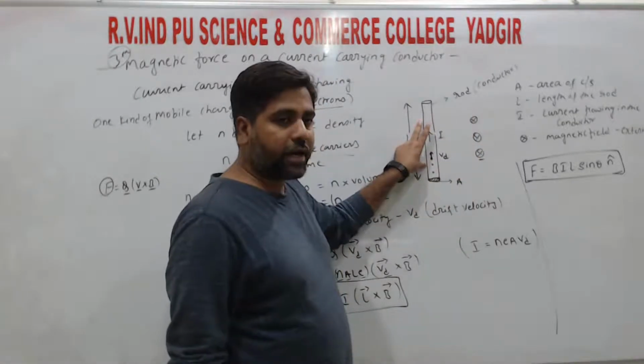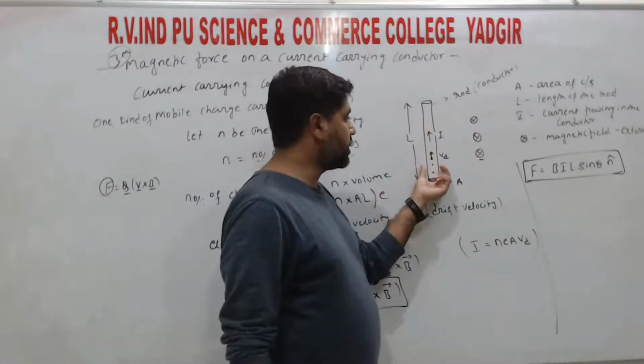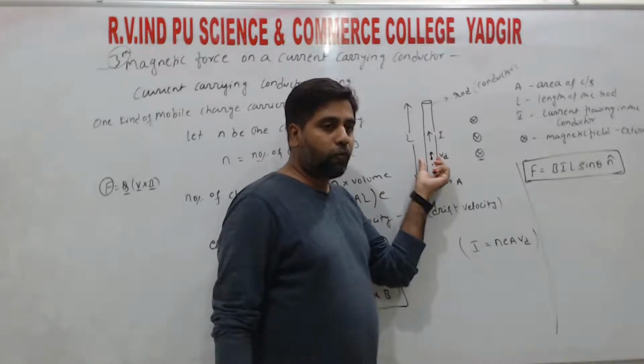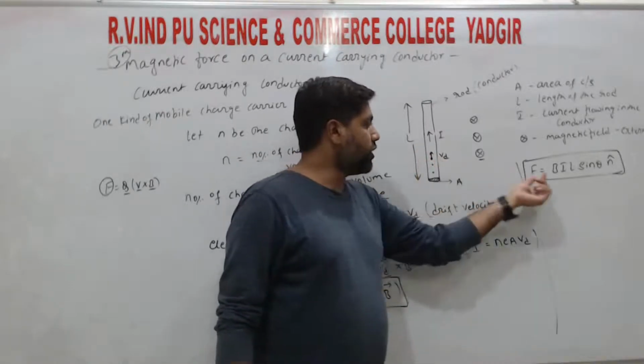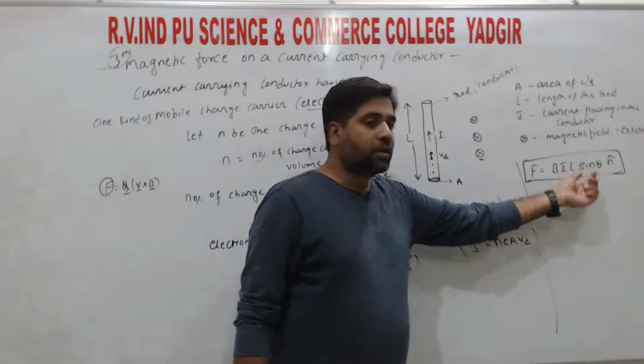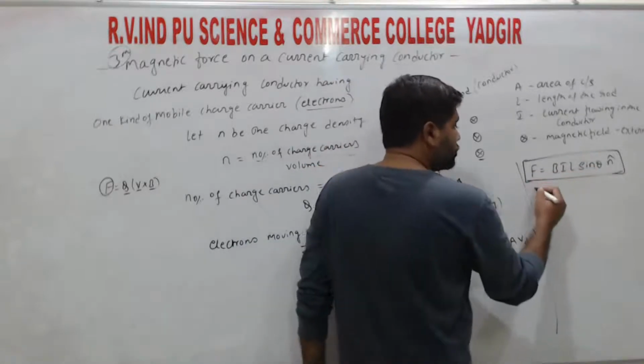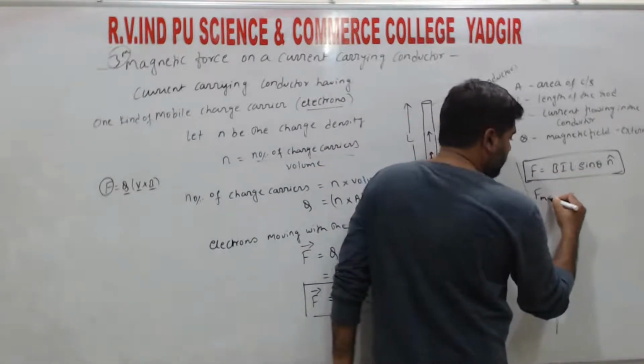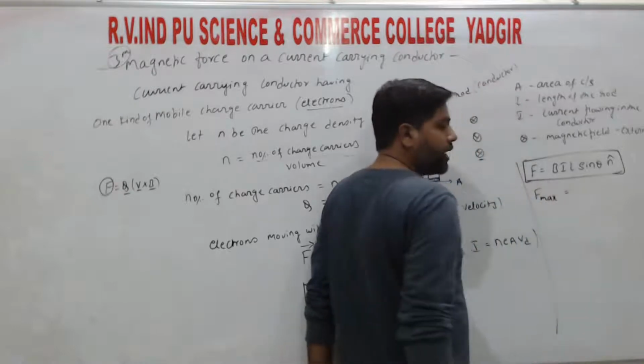So if a current is flowing in a conductor, the conductor experiences a force, right? That force value is equal to BIL sin theta. Now, when is the force maximum? When will the force be maximum for us?